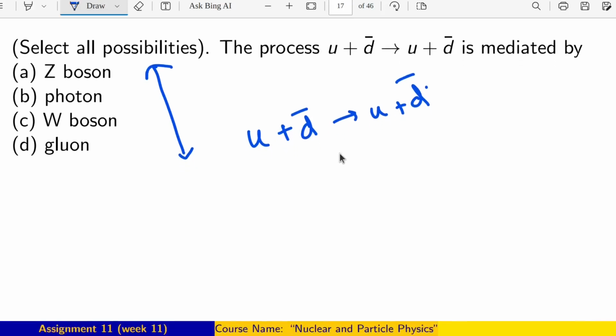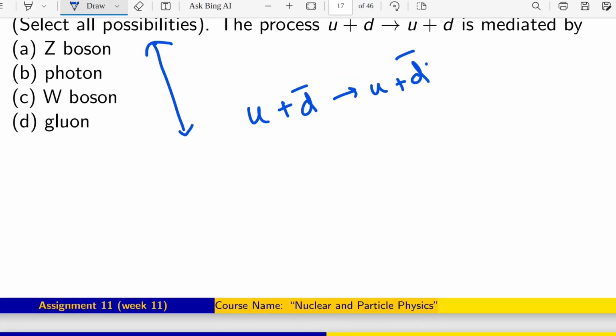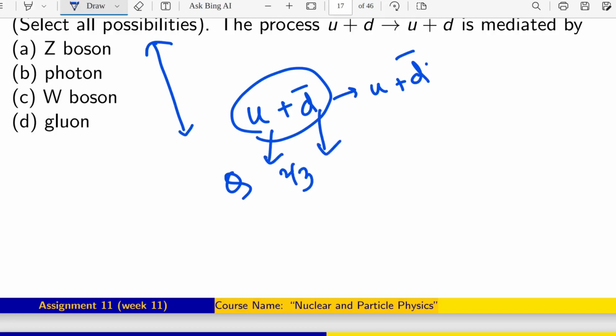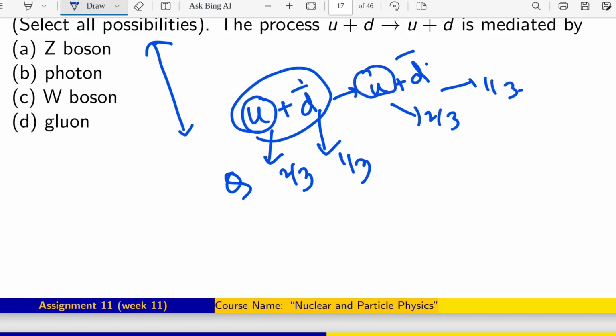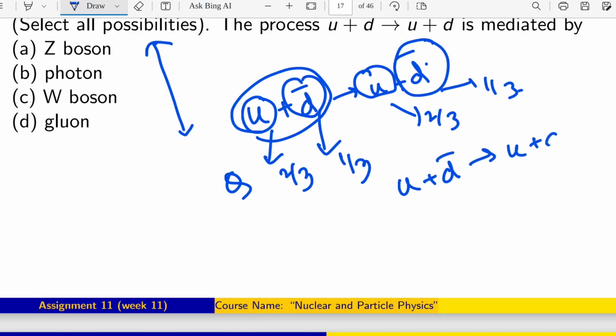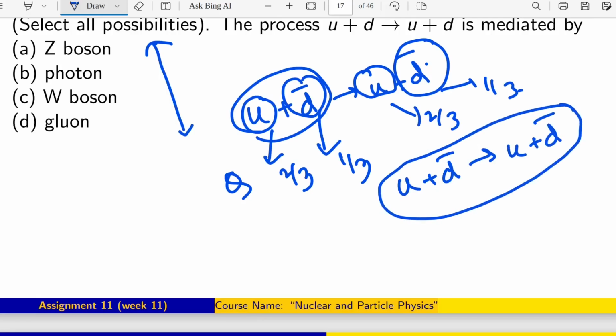Now you can see that on the left hand side, what is the Q here? Obviously this is 2 by 3, this is 1 by 3, this is 2 by 3, this is 1 by 3, and also U is going as U itself, D bar is going as D bar itself. So it can be possible that this process is mediated by Z 0, because it is a neutral gauge boson, and for U plus D bar there should be some mediator which is neutral. So Z boson can be the correct option.